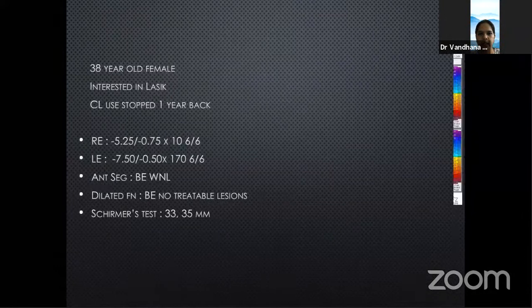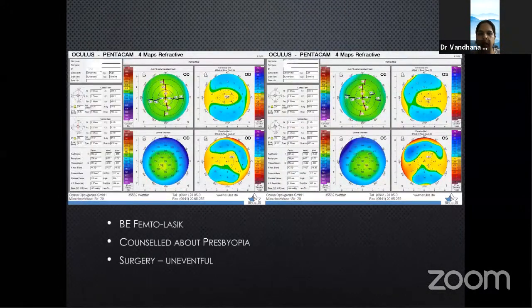Next slide, please. So her preoperative evaluation, the Pentacam done in both the eyes, was within normal limits and showed a pachymetry of around 555 microns. So she was advised to undergo both eye femto LASIK, and since she was 38 years old, she was also counseled about presbyopia. And the patient underwent the same, and surgery was uneventful. Next slide, please.